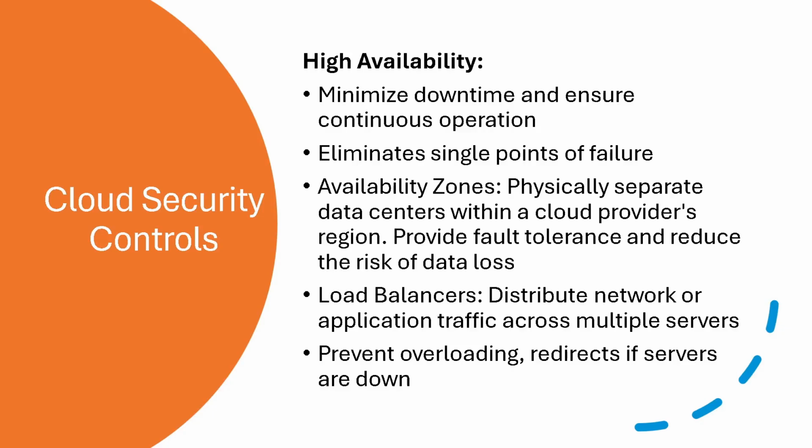Cloud security controls. High availability minimizes downtime and ensures continuous operation by eliminating single points of failure. Availability zones are physically separate data centers within a cloud provider's region. They provide fault tolerance and reduce the risk of data loss. Having high availability also means having load balancing to distribute network or application traffic across multiple servers. It prevents overloading and redirects if servers are down.